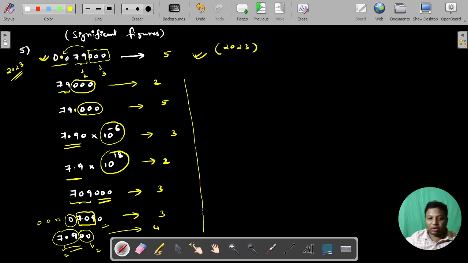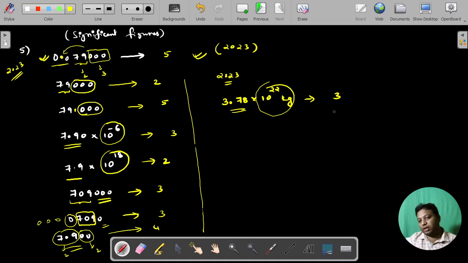And one more question was also asked in the same year, 2023. We have to write the number of significant figures in this number. Okay, this is a measurement of mass, 3.78 into 10 power 22 kg. We have to write the number of significant figures. So this 10 power 22 kg part we ignore and write the number of significant figures as 3. That is the answer. Okay. So we talked about 2 previous year questions from significant figures now.